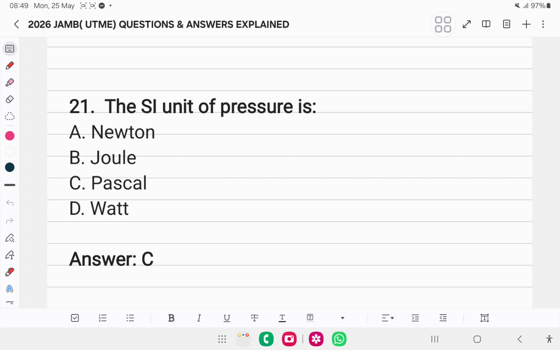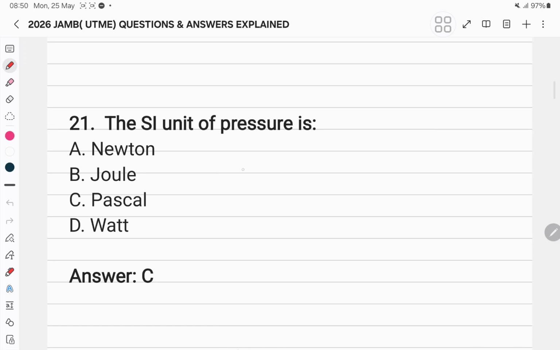For more information, 1 Pascal is equal to 1 Newton per meter square. There are other units of measuring gas pressure. We have atmospheric pressure, ATM, millimeter mercury, Newton per meter square and the rest. So in this question, the correct option is C, Pascal.